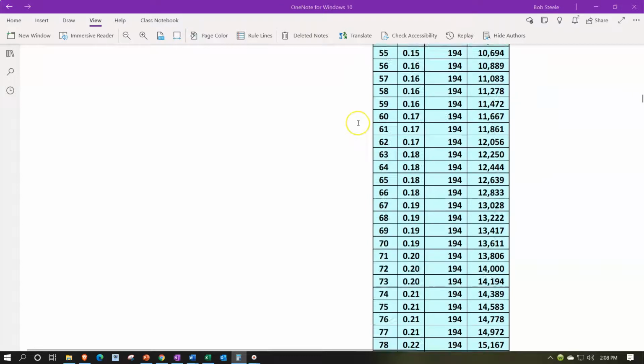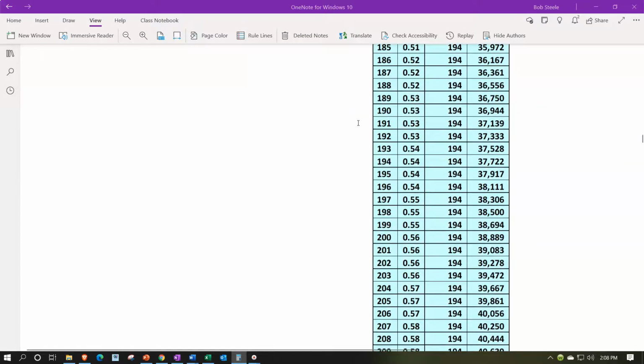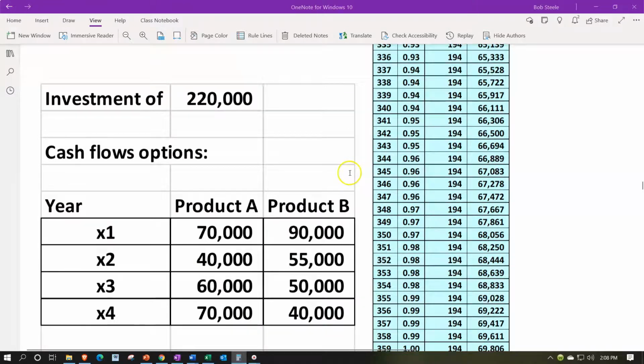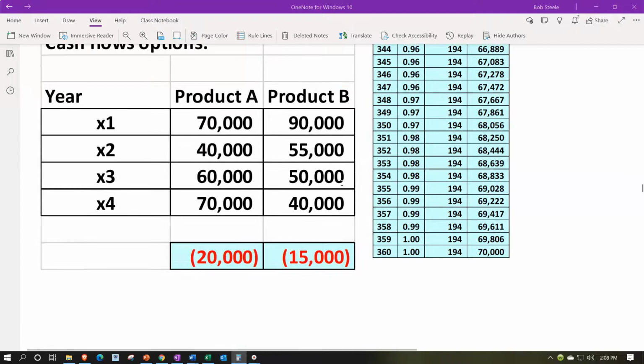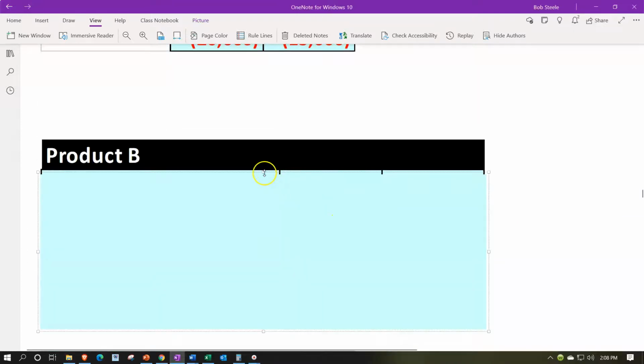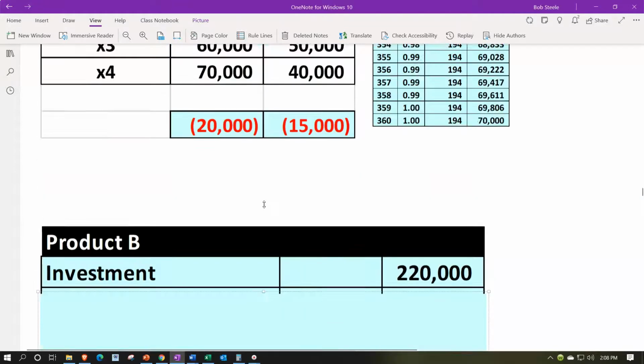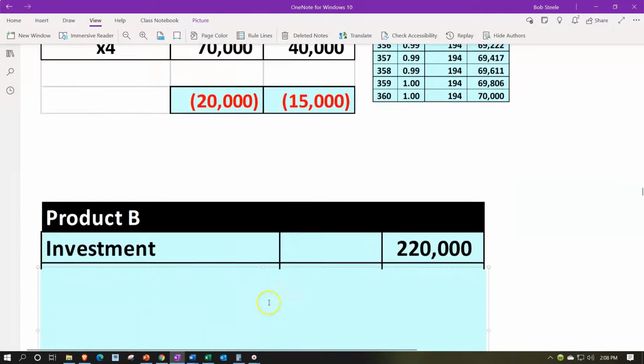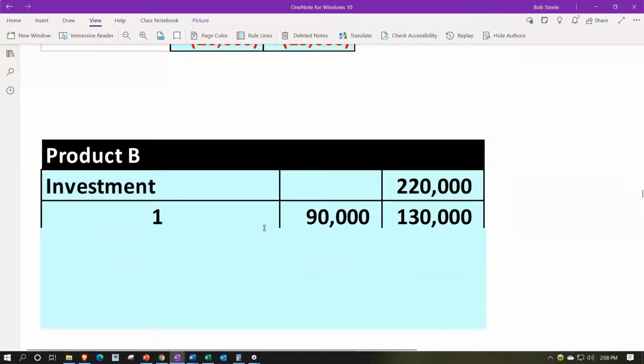Let's do the whole thing again with the second project. And now we've got product B here. Product B, project B, equipment B, whatever we're investing in. So now we're going to do our same kind of analysis. We're going to say the initial investment is still the 220, but now we're looking at this series of payments for product B. So we're saying, when are we going to get our money back? When's the payback going to happen?